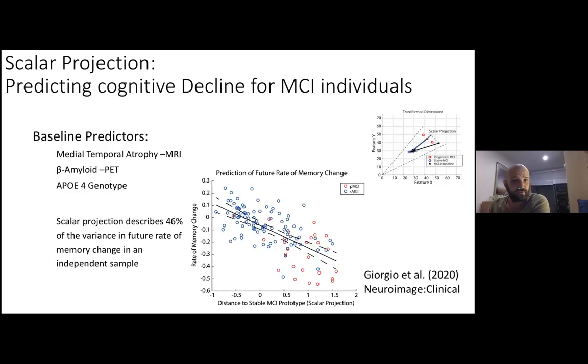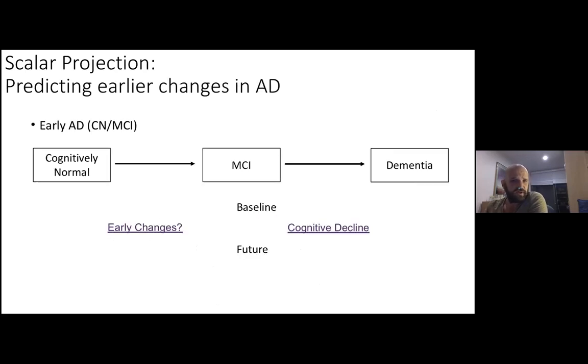And what we do is we take this scalar projection, we show it on the x-axis here, and then we just relate it in a regression with the future rate of memory change. And so we saw in this sample that we could predict close to 50% of the variance, and this is actually in a holdout data set. So these individuals weren't used to train the initial model. So that was the first project we did to try and predict these continuous trajectories.